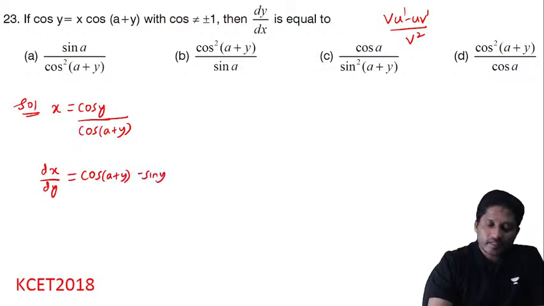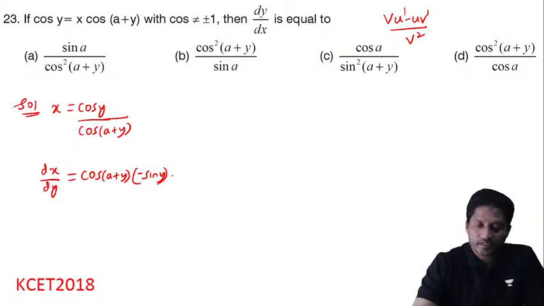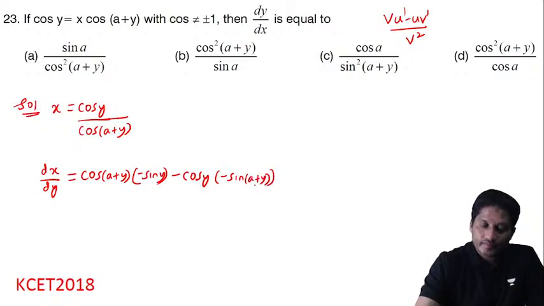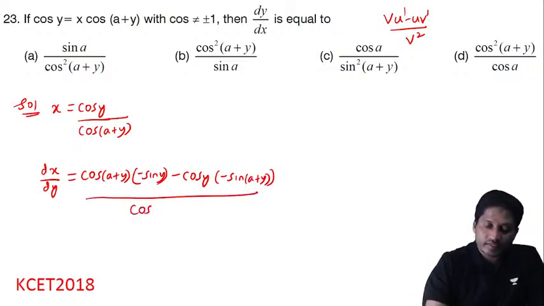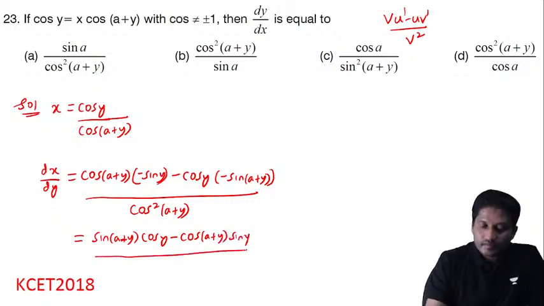Differentiation of cos y is minus sine y. Don't write into dy by dx because you're differentiating with respect to y. v into u dash minus u into v dash, that is minus sine of a plus y, divided by v square, that is cos square of a plus y. Okay, so minus of minus is plus: sine of a plus y into cos y minus cos of a plus y into sine y, divided by cos square of a plus y.